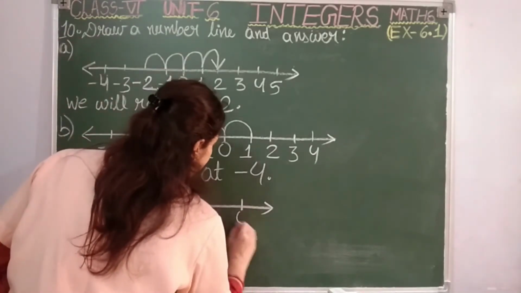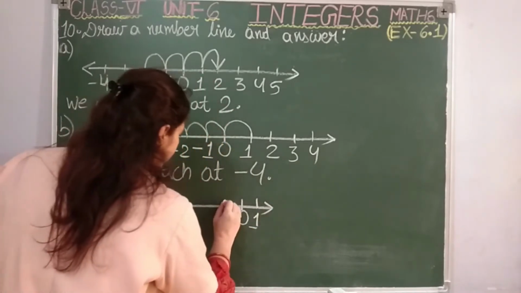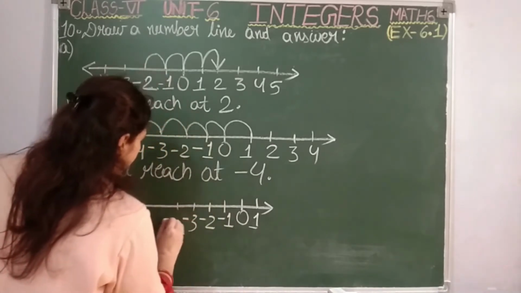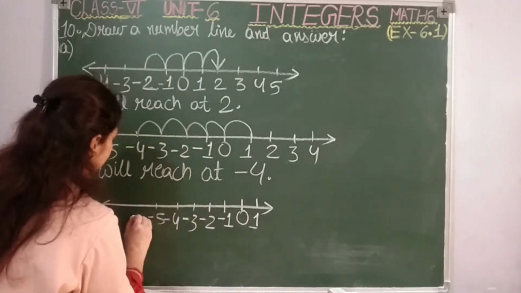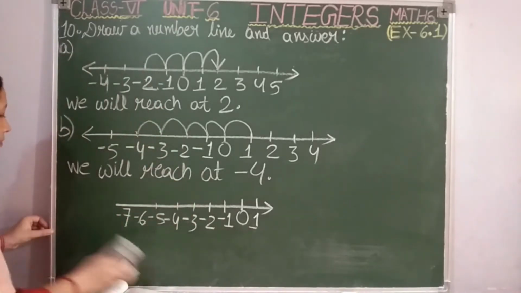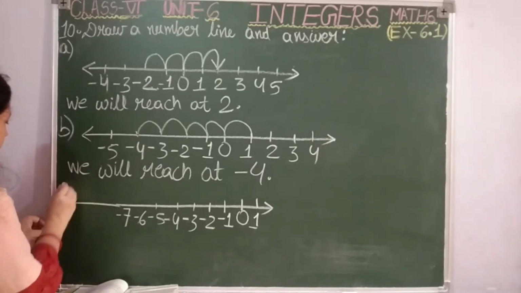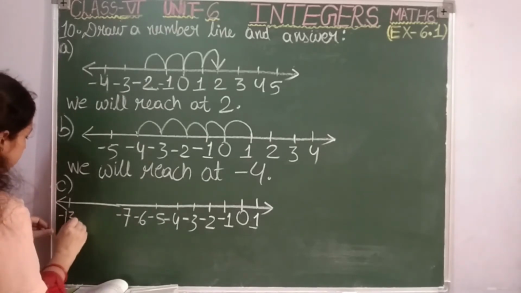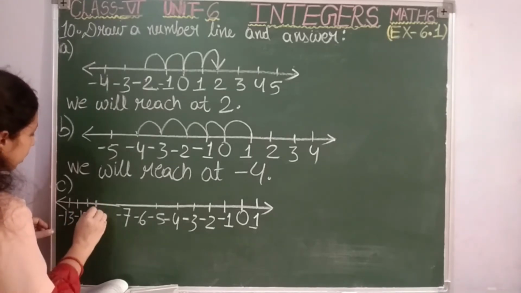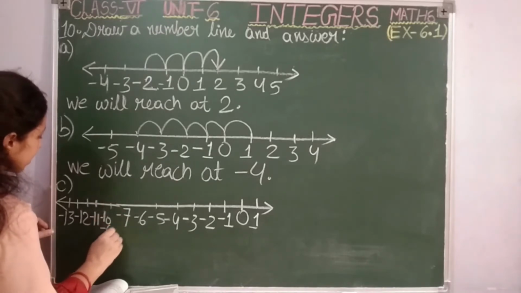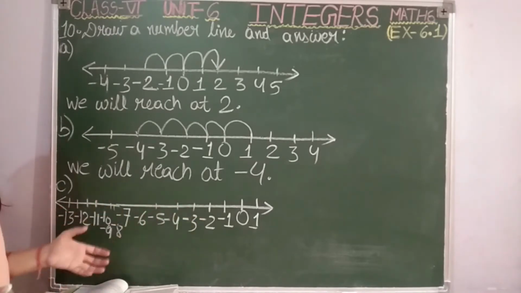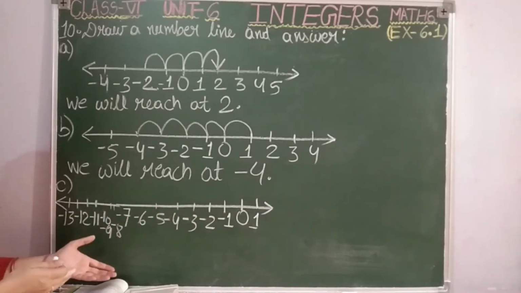So here I am taking 0 and 1. Okay, then minus 1, minus 2, minus 3, minus 4, minus 5, minus 6, minus 7, then minus 13, minus 12, minus 11, minus 10, minus 9 and minus 8. So students, in your notebook you are going to draw it properly. I have no space, so I have simply drawn it to make you clear.